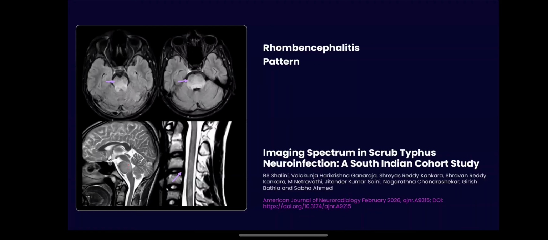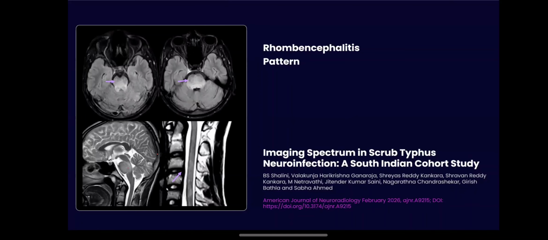So having said that, with respect to rhombencephalitis, we usually relate it to something like Listeria monocytogenes. But like I said, there's been a lot that we've been able to elucidate in terms of scrub. And this is one of those cases where we found this rhombencephalitis pattern that affects the brainstem as well as the spinal cord in cases of scrub neuroinfection as well.